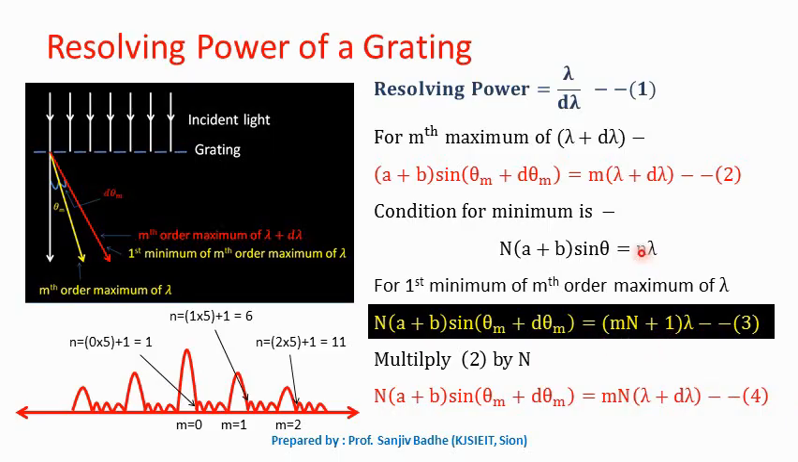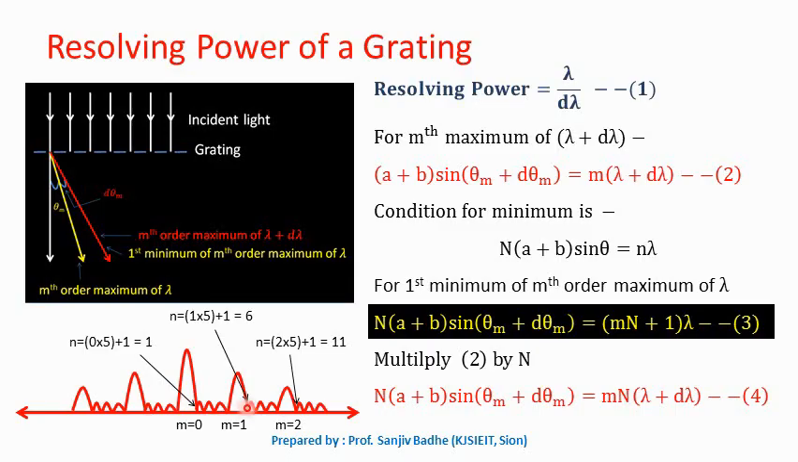Now why are we replacing this n by mN plus 1? That can be understood from this diagram. In this diagram, this is the zeroth order maximum and this is the first minimum of the zeroth order maximum. If you count its order from this center, it can be written as 0 into 5 plus 1. 5 is the number of lines on the grating in this case, because we can see there are 1, 2, 3, 4 minima between two principal maxima. So that shows that capital N, the number of lines on the grating, is 5.